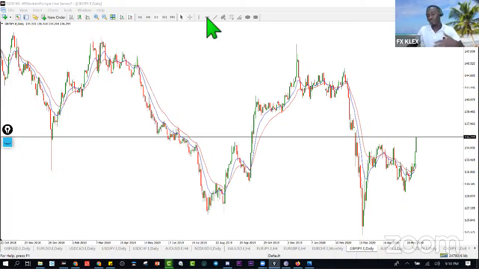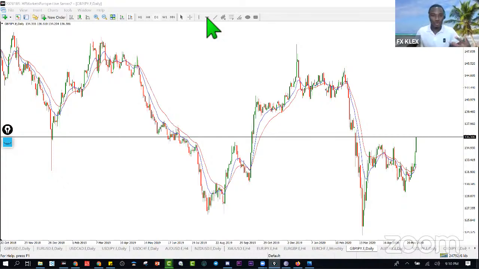So if you are using TradingView, it is the same way you're going to implement your key level structures as you do on MetaTrader 4 or MetaTrader 5. No matter the trading software you are using, it's the same process. For this class, I am making use of MetaTrader 4.